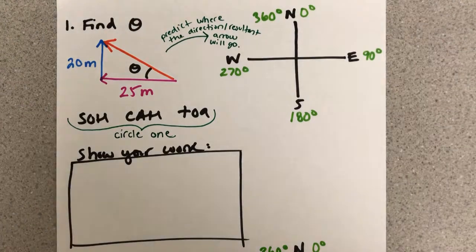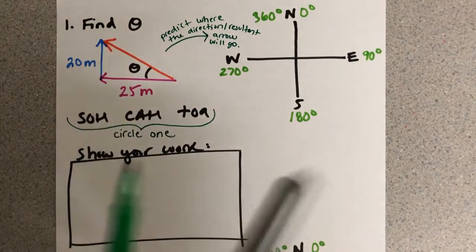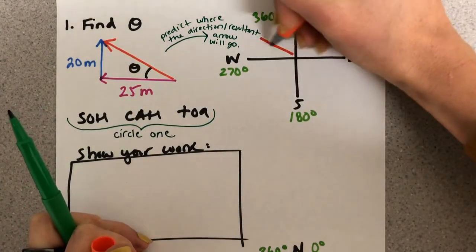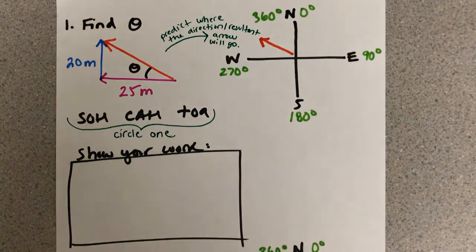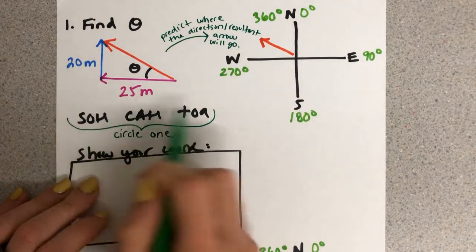Okay, so the arrow looks like that. This is the center origin right here. So it's gonna be going somewhere over here, somewhere over there. Now, the question is, which one are we gonna use? Sine, cosine, or tangent?